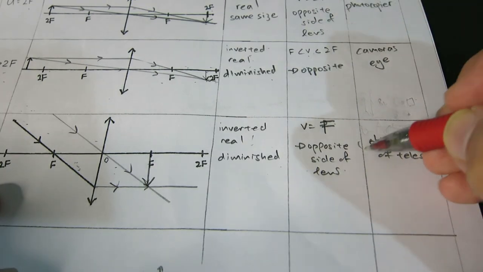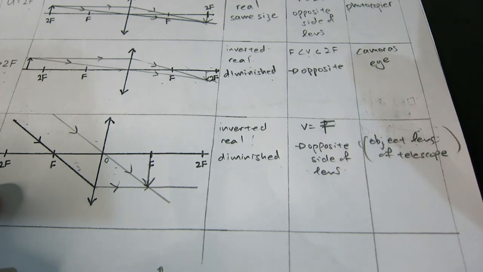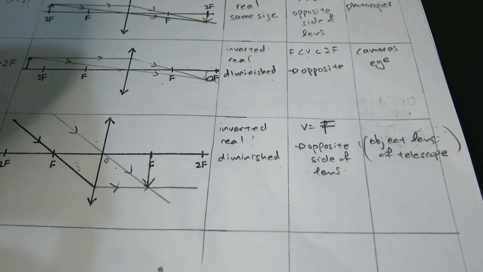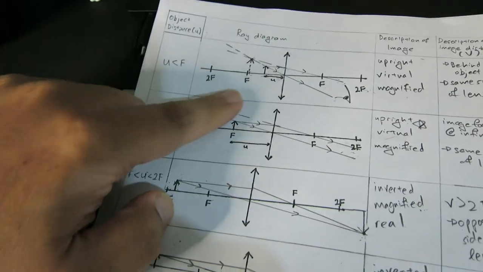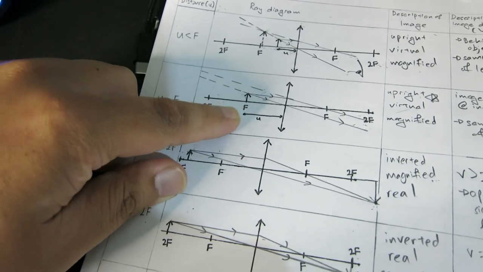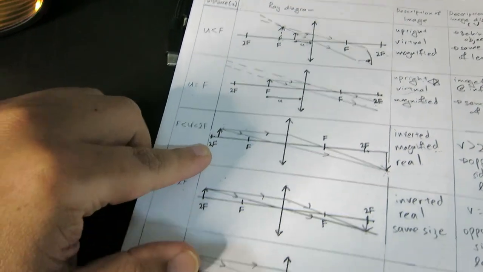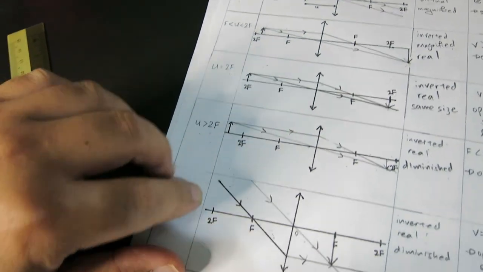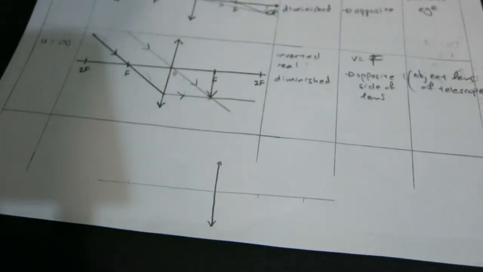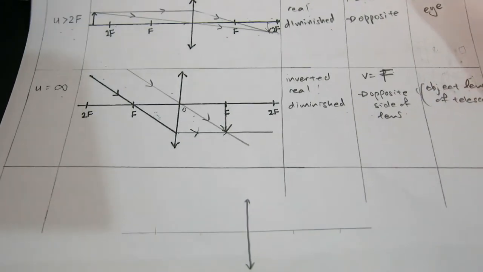The application of this is a bit out there. It's the objective lens, or the object lens, of a telescope. Now, you look at all these different things, all the way from an object placed really close, then at F, then an object placed between F and 2F, an object placed at 2F, an object placed at greater than 2F, and finally an object that is super far away. And there are so many different applications. How are you supposed to memorize all of this? I usually don't.